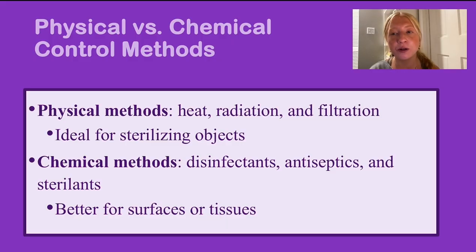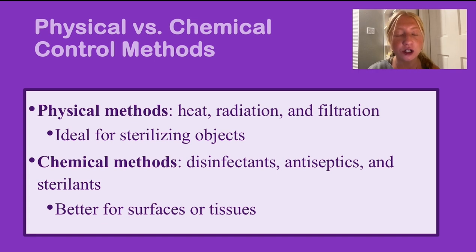So there are physical and chemical methods of control. Physical methods include moist heat or autoclaving, and dry heat. These are effective at sterilizing surgical equipment and any type of instrument material. And then there's also radiation, like gamma rays or UV rays, and these can destroy DNA.